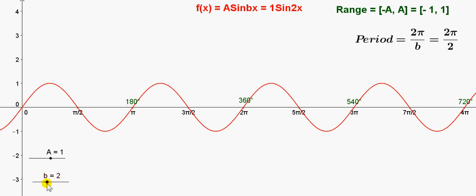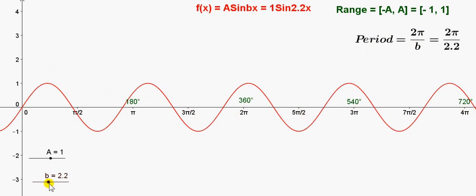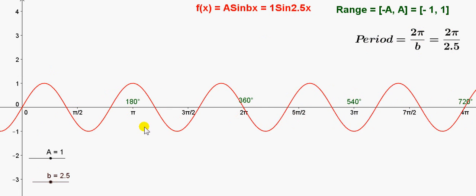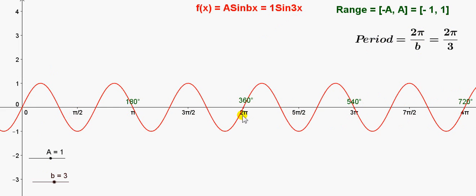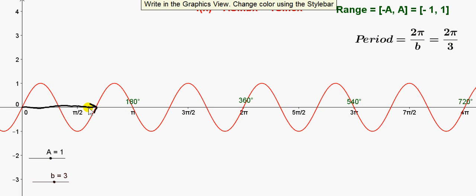Let's increase b further. So we can see that the period is getting smaller. Now when b is 3, we can see the period is 2 pi over 3. 2 pi over 3 is this distance here.